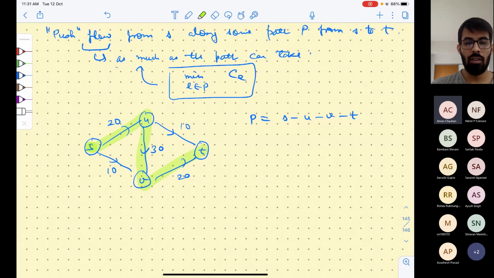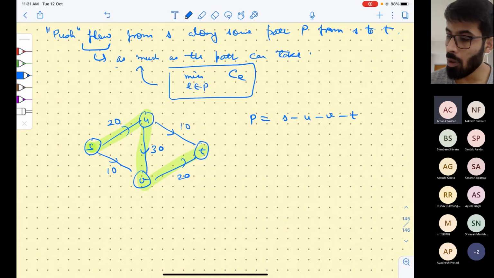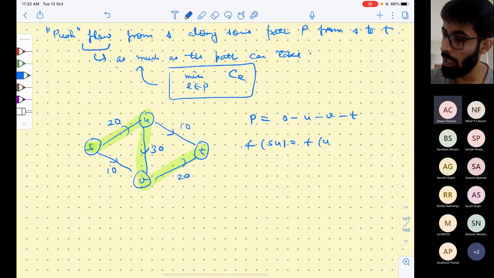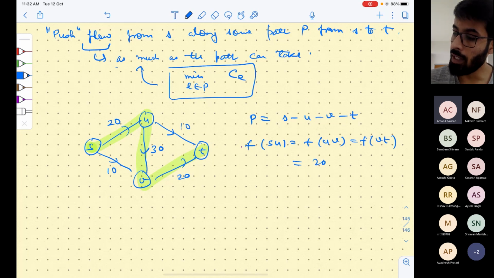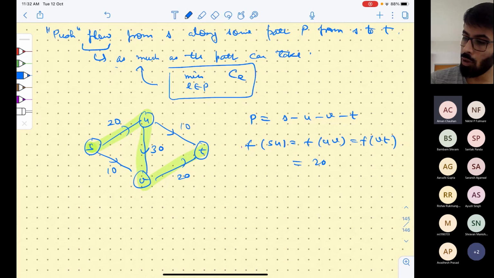So suppose we want to take this path. The algorithm wants to take this path. Now, what is the capacity of this path? 20, right? Because that is the minimum edge width. So the algorithm pushes 20 along this. So f of SU is equal to f of UV is equal to f of VT is equal to 20. And now 20 is done.